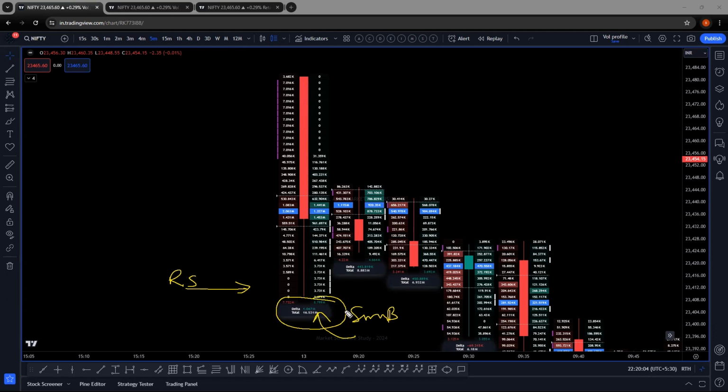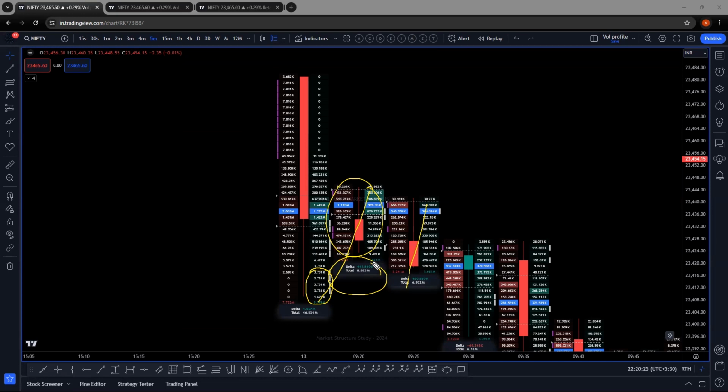Huge red candle, but there are net buy orders. Okay, so the retail public was completely absorbed here. And what happened next? Prices pushed higher. Red color candle with green color delta. What does this mean? Very simple. It means somebody is getting trapped in this zone.